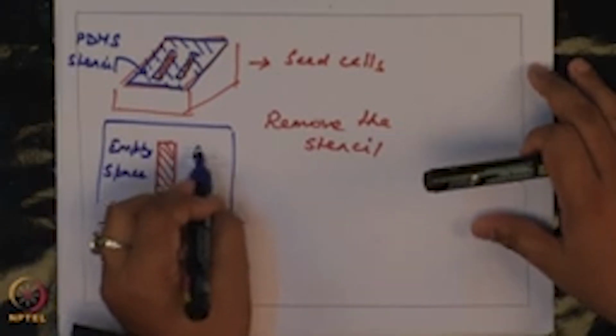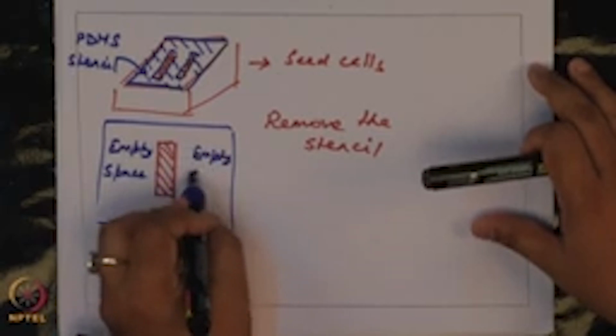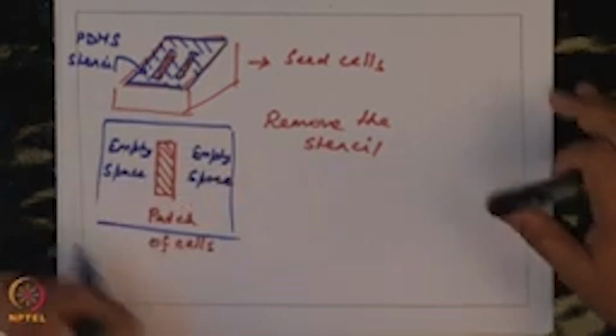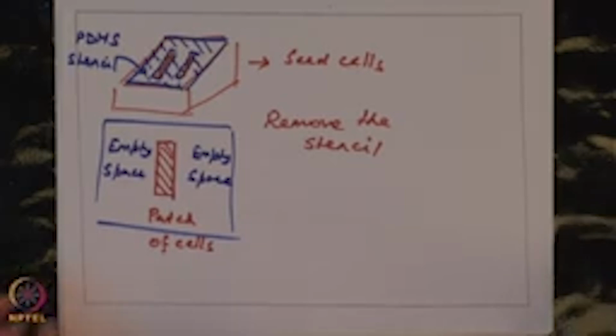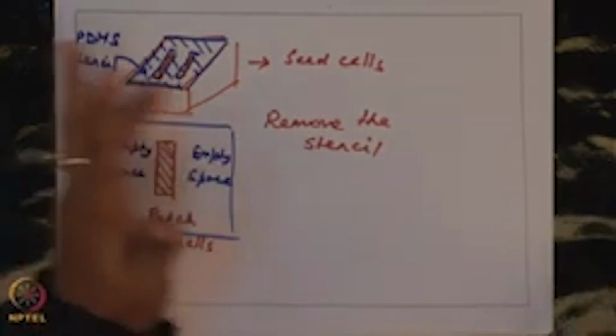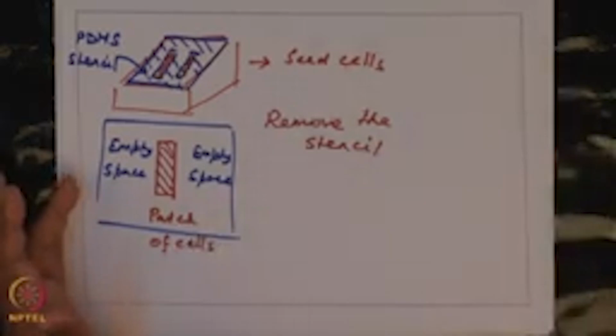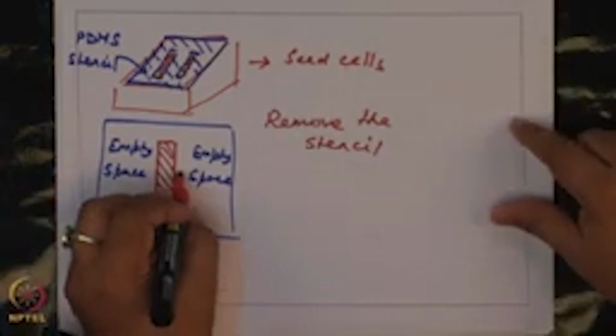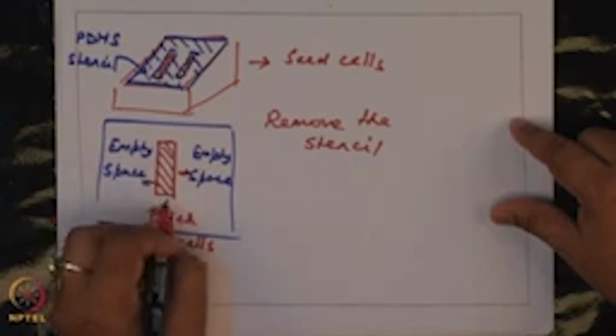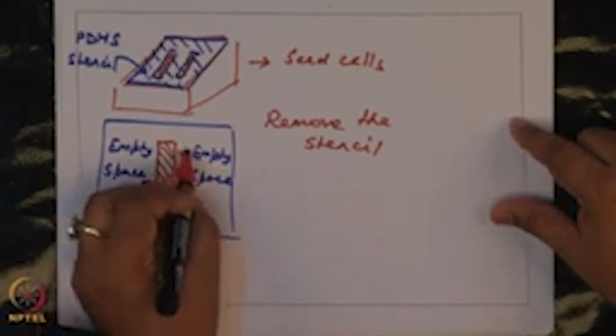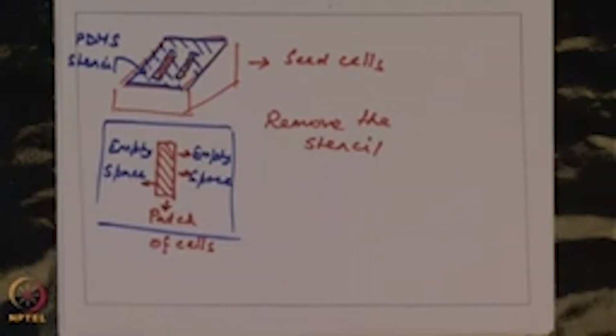Okay. On all sides of these patches. So, you have these rectangular patches and you have created empty spaces when you remove the stencil. So, what will happen is the cells will then migrate in all directions. They will migrate outward.